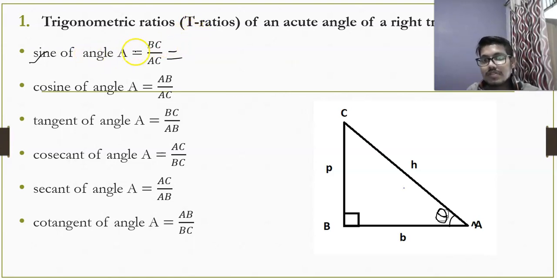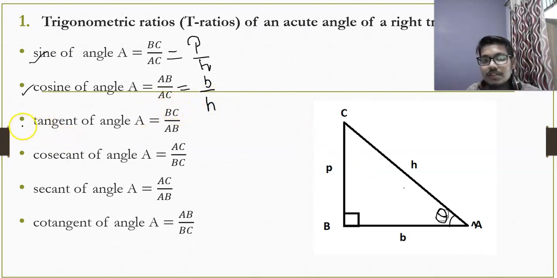Sine of angle A equals BC upon AC. Here BC is P, the perpendicular, and AC is the hypotenuse. Now what is cosine? Cosine is AB upon AC. Here AB is B, which is called base, and AC is called hypotenuse.